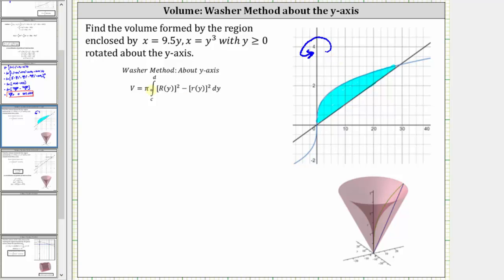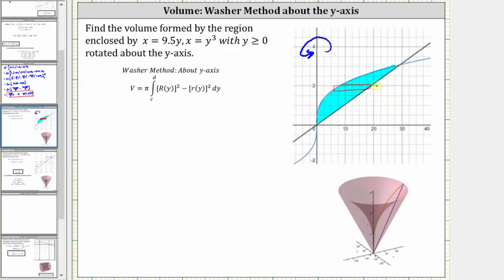We will determine the volume using the washer method with rotation about the y-axis, where the volume is equal to pi times the integral from c to d of the square of big R of y minus the square of little r of y, integrated with respect to y. To help us set this up, let's draw a rectangle that would represent one washer of the volume rotated about the y-axis. So the rectangle will be perpendicular to the axis of rotation, let's say approximately here.